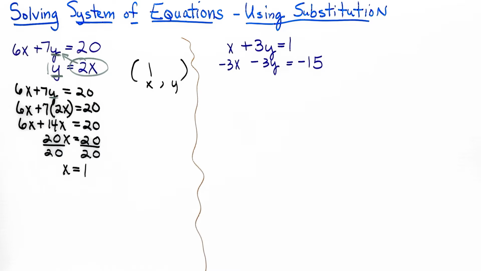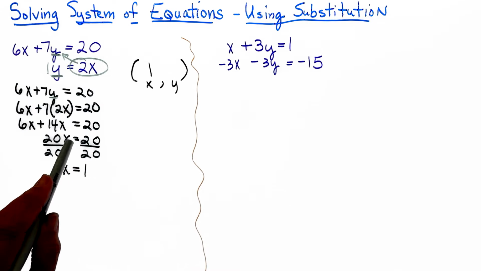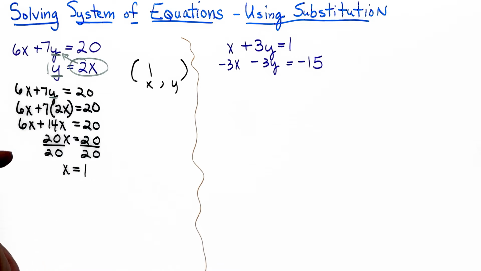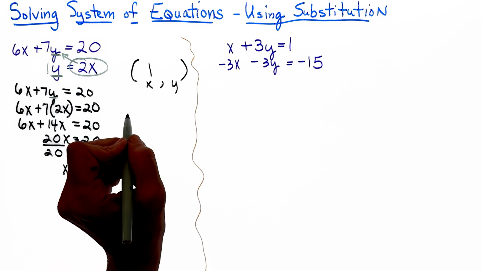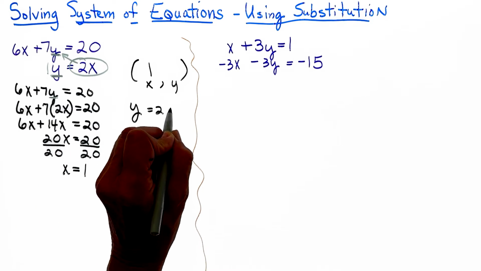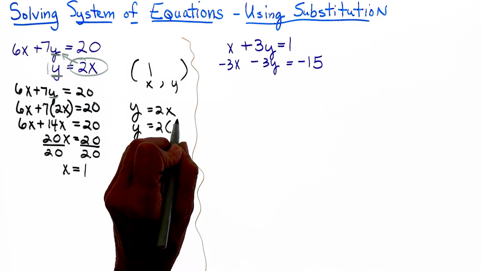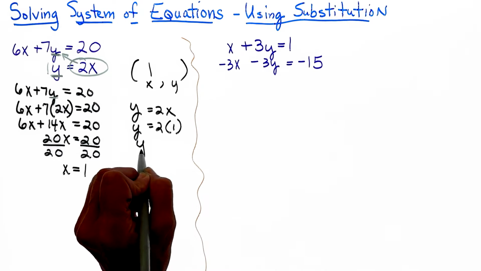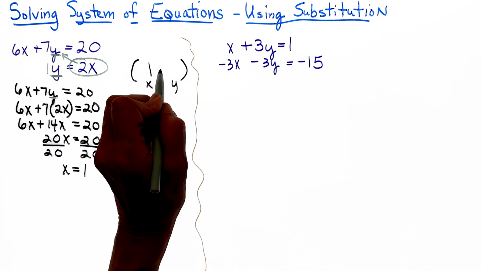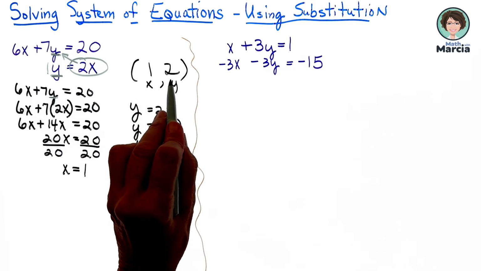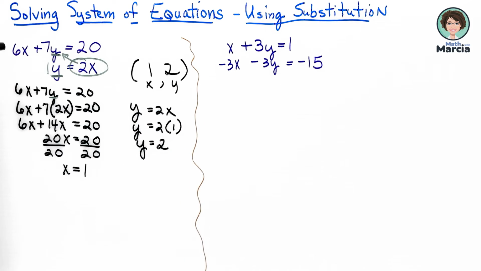So now I get to decide which original equation I want to put my 1 in to find the value of y. Well, I think the second one would be easier. So I'm just going to copy y is equal to 2x. I'm going to say y is equal to, and now I'm substituting my 1 in for my x. So y is equal to 2. The ordered pair 1, 2 will make both of these equations true.